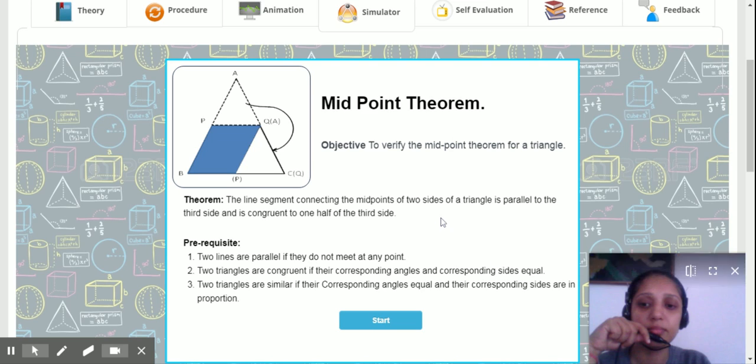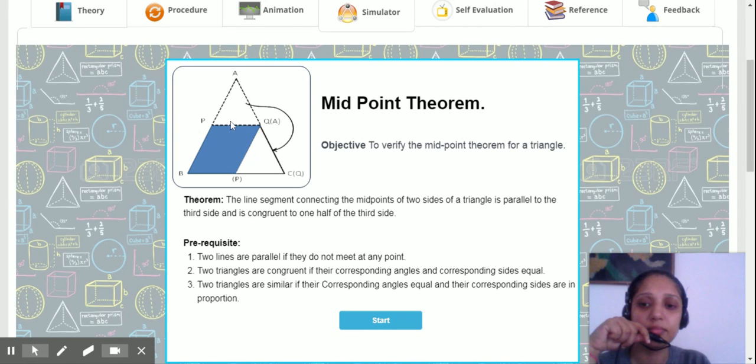Hello, children. Today we are going to study the midpoint theorem, and we will do an experiment to verify it. The midpoint theorem states that the line segment connecting the midpoints of two sides of a triangle is parallel to the third side and is congruent, meaning equal, to one half of the third side.